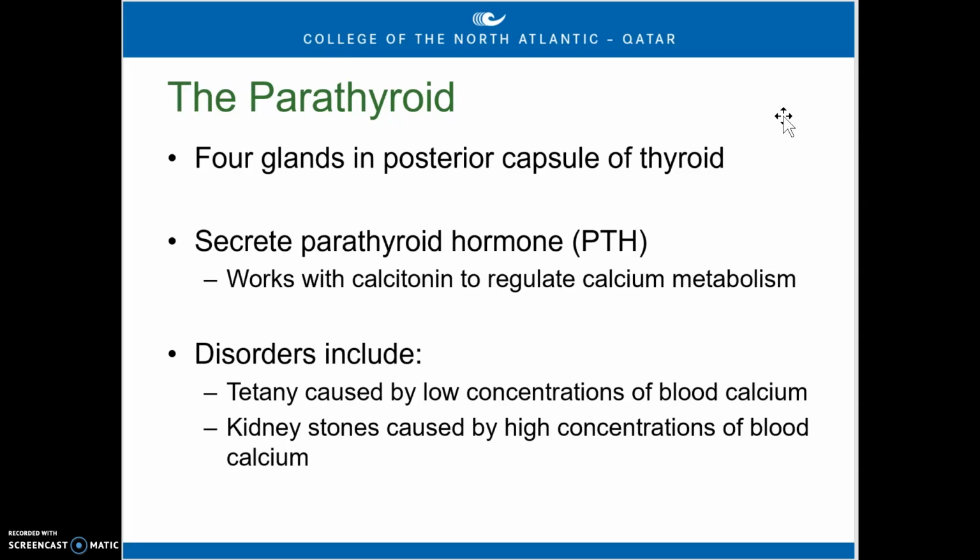This is just a continuation of the parathyroid. We found there are 4 glands on the posterior capsule of the thyroid, and it secretes parathyroid hormone, which will work with calcitonin secreted by the thyroid gland to help regulate calcium metabolism. Like I mentioned before, calcium metabolism is quite important when we think about muscle contraction, and also about strong and healthy bones.